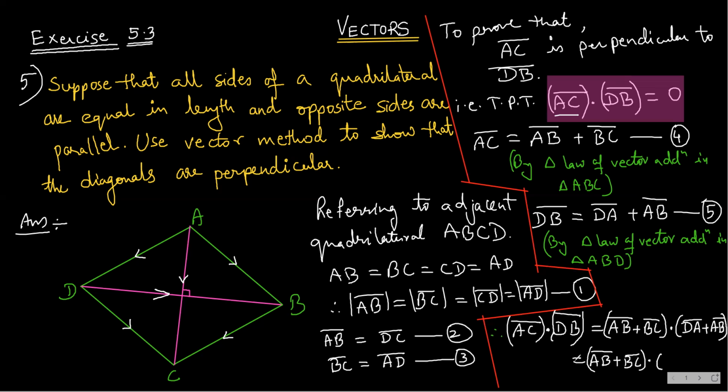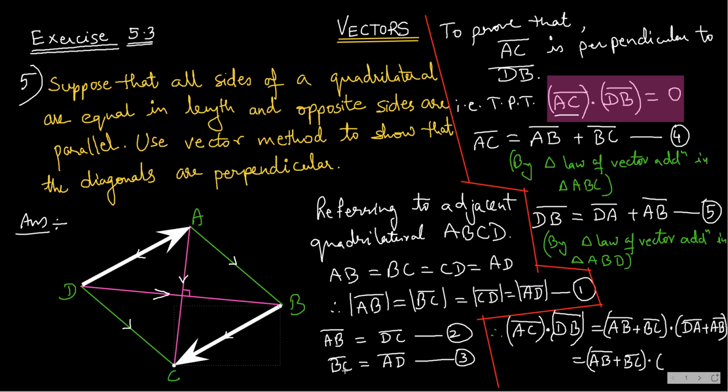In the second bracket, see, I have DA bar. Look at this vector DA bar. DA bar is this vector. DA bar is negative of BC bar. So this vector and this vector are equal in magnitude but opposite in direction. So where I have DA bar, I can write minus of BC bar.